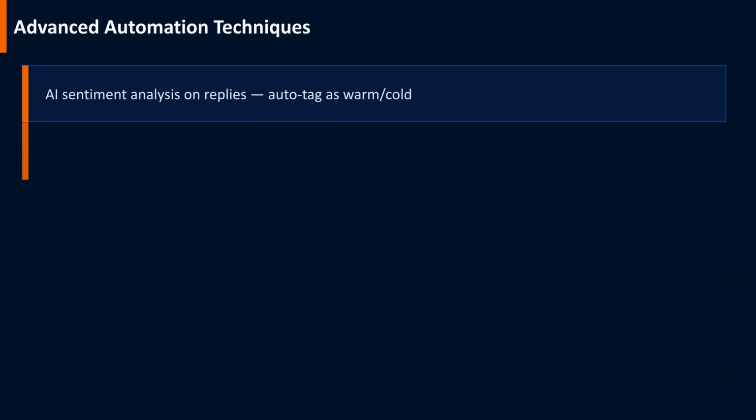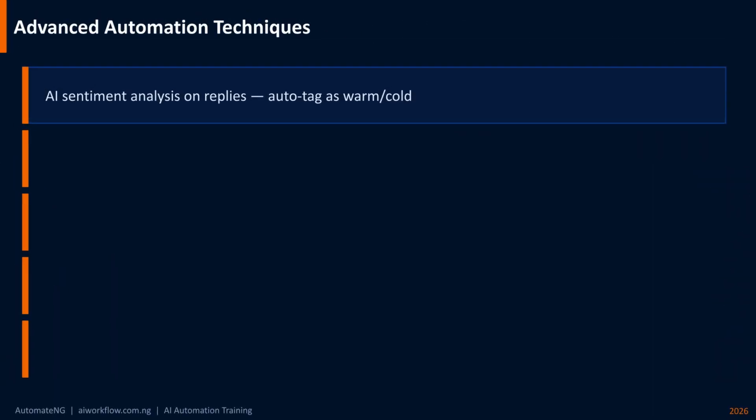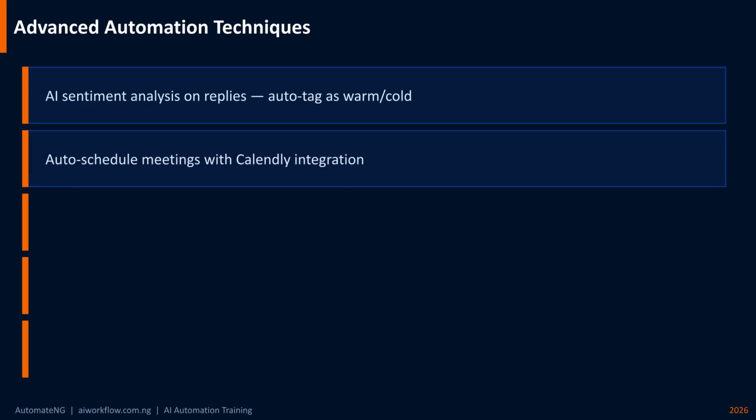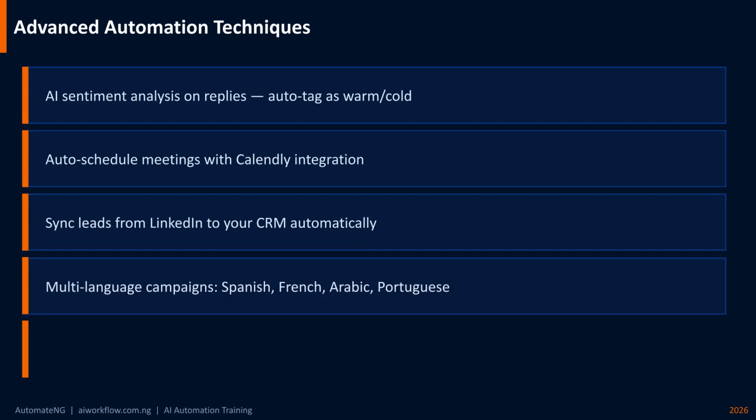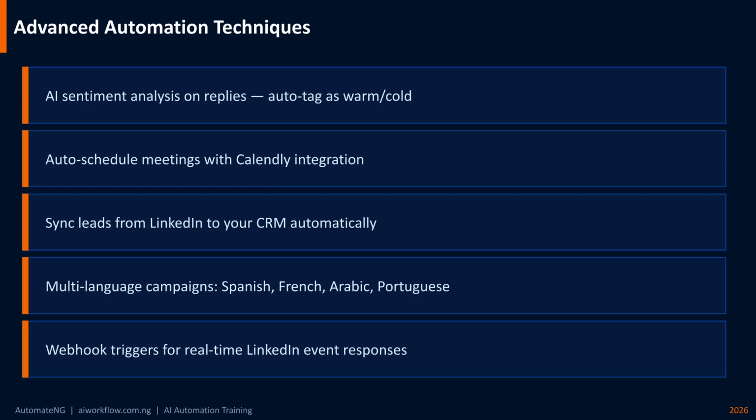Advanced techniques include AI sentiment analysis to auto-tag replies and Calendly integration for instant meeting scheduling. You can also sync leads directly to your CRM and run multi-language campaigns for global reach. This provides a genuine competitive advantage.